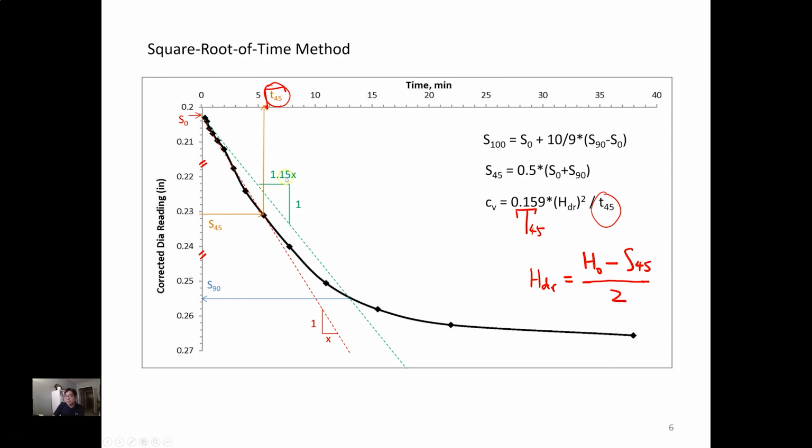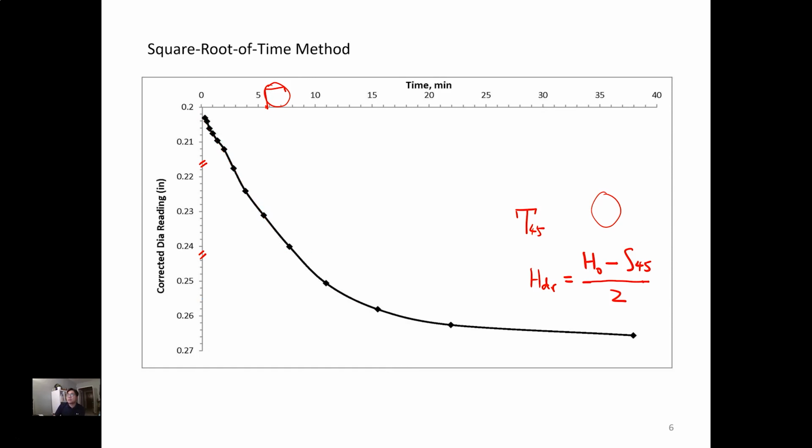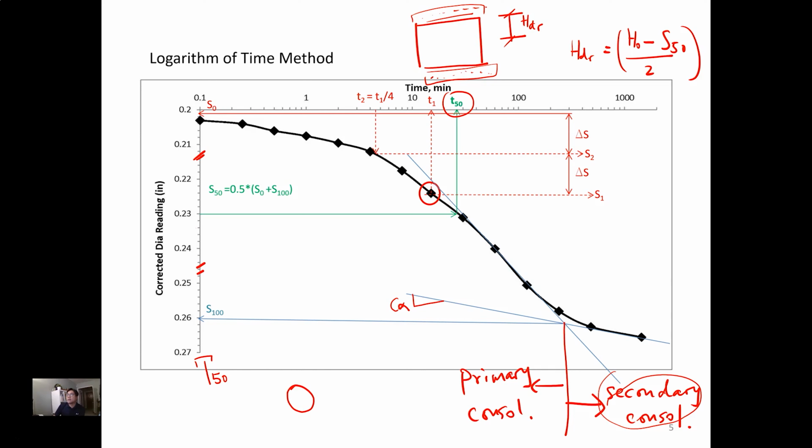This 15% increase of slope pretty much is empirical, based on data. We get a 15% increase, but is that applied to all the different kinds of soils? Is it true that with a 15% increase of slope, you always get 90% of consolidation being done? Not quite sure.